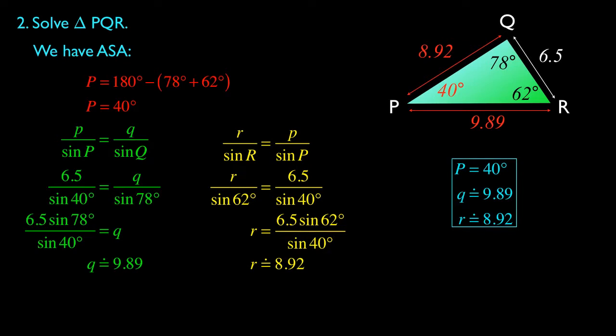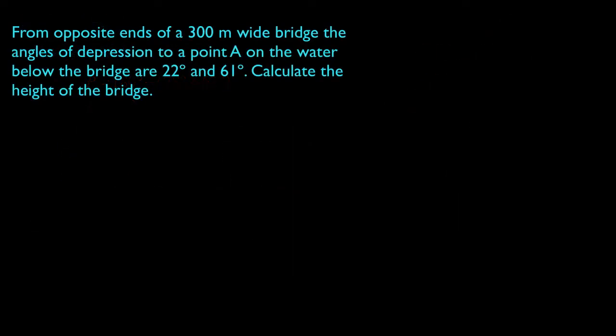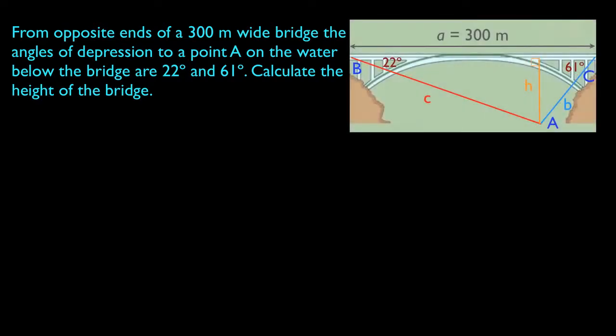Now let's examine an application. In fact, one that we looked at earlier. And the question reads, from opposite ends of a 300-meter wide bridge, the angles of depression to a point A on the water below the bridge are 22 degrees and 61 degrees. Calculate the height of the bridge. Previously, when we drew our diagram, we had split up our bridge length into 300 minus x and x. We now no longer need to do that.